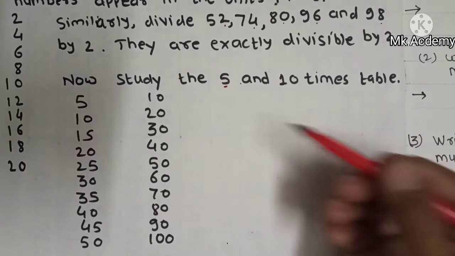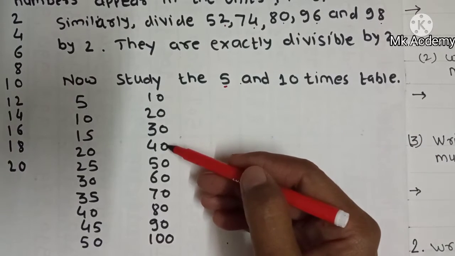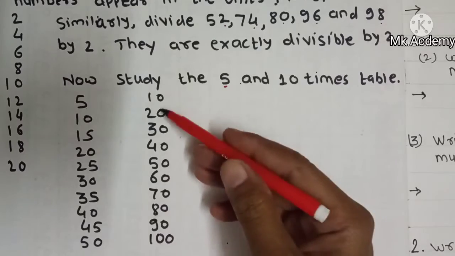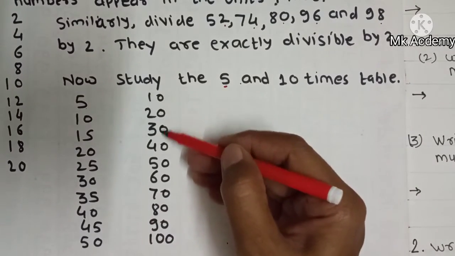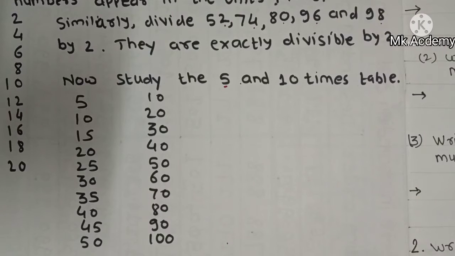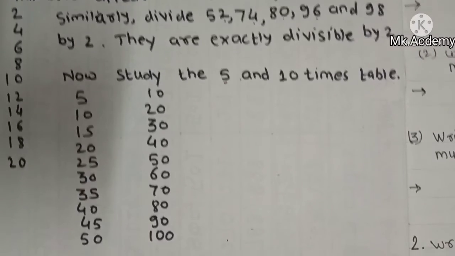Now the 10 times table: 10, 20, 30, 40, 50, 60, 70, 80, 90, 100. Now in this table the unit place is only 0, which means the number is divisible by 10 only when the unit place is 0.